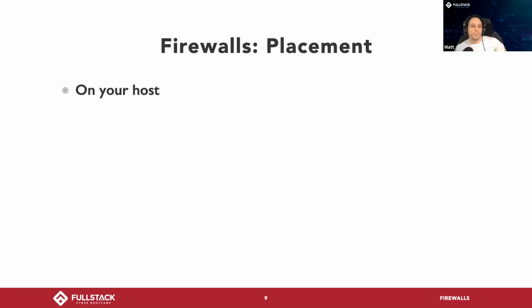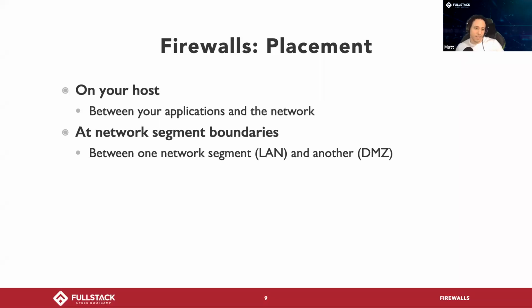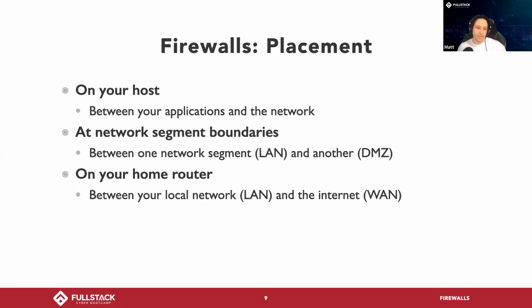Here we go. Place them on your host, right? Your work machine, a firewall on there. You can place it between the applications in your network. Just like Winnie said, you put it at your network segment boundaries, right? Between one LAN and maybe the DMZ, and between the internet and your DMZ. You put one on your home router, for sure you got one there, right? That's between a LAN and a WAN, right?